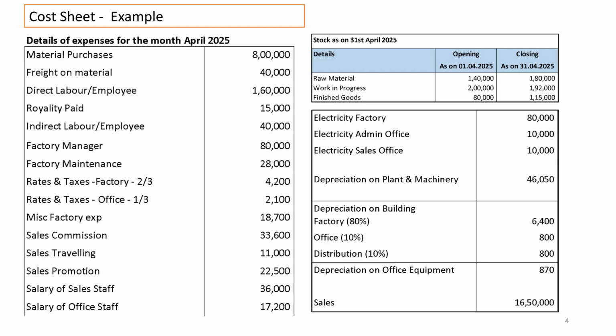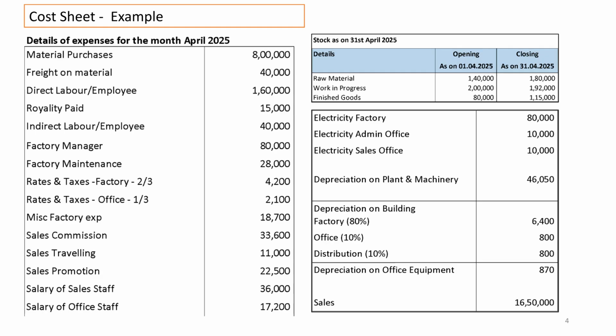On the left we have the details of expenses incurred. Material purchased is part of prime cost. Freight on material is part of prime cost as part of material consumption. Direct labor and royalty paid are part of prime cost. Indirect labor, factory manager salary, factory maintenance, rates and taxes factory, miscellaneous expenses factory are part of factory cost. Sales commission, sales traveling, sales promotion, salary of sales staff, salary of office staff are part of admin or selling cost.